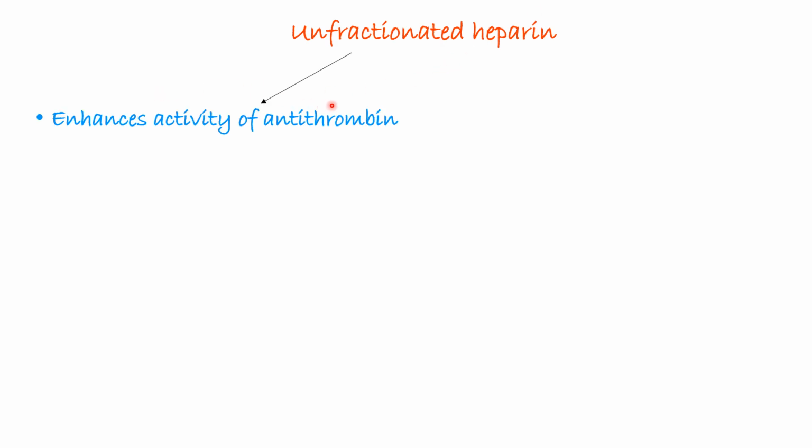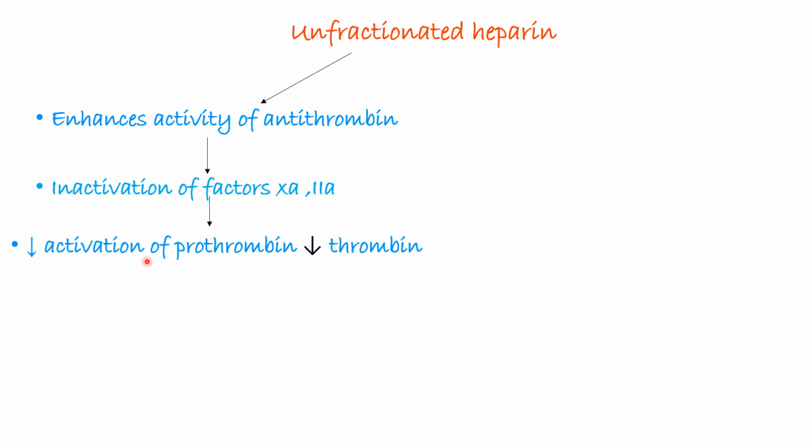So let's dig into the unfractionated heparin. As we said, the mode of action of unfractionated heparin, it stimulates or enhances the activities of antithrombin 3, and then antithrombin 3 later inactivates factor 2 and factor 10A. Then after the inhibition of factor 10A, we have reduced conversion of prothrombin to thrombin, and then later we have reduced conversion from fibrinogen to fibrin.